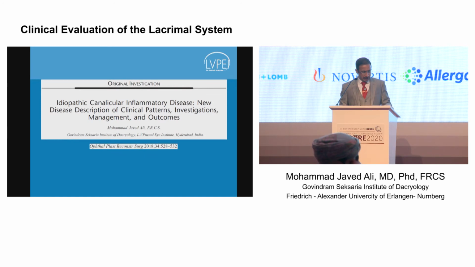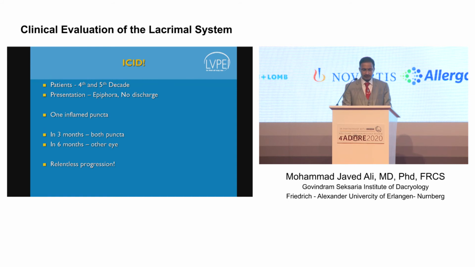Now there is a reason why we called it idiopathic canalicular inflammatory disease. I'll introduce this disease for you. I'm sure most of you are seeing it somewhere in your clinics, and I want you to give your feedback and information so that we are able to better manage this. What we started seeing was patients in the 4th and 5th decade presenting typically with epiphora without any kind of discharge. The lid margins, the ocular surface, everything looks beautiful. There's nothing wrong anywhere. The only problem is that there's one punctum which is inflamed, a single punctum.